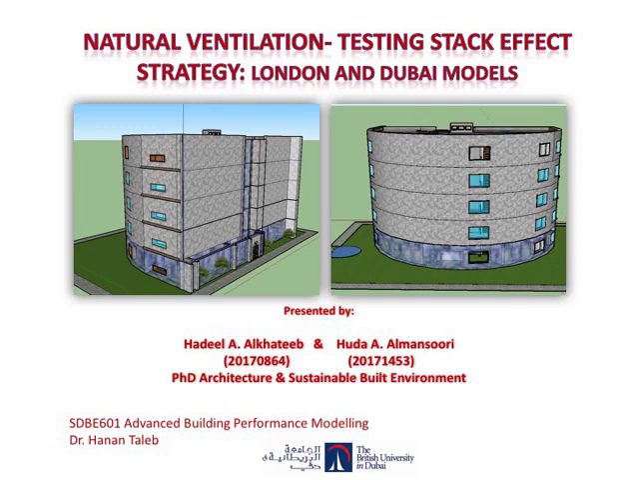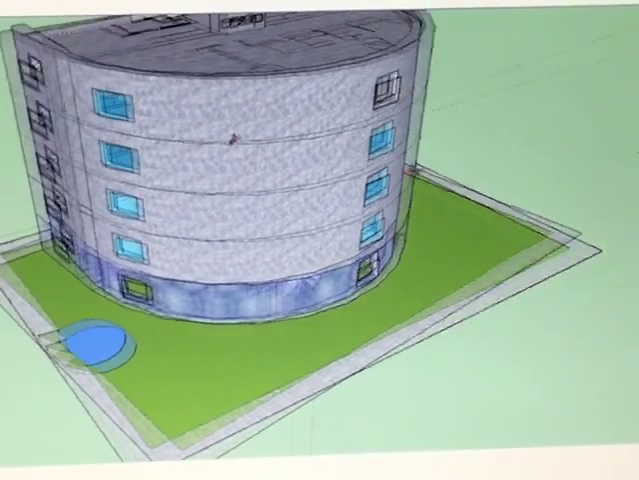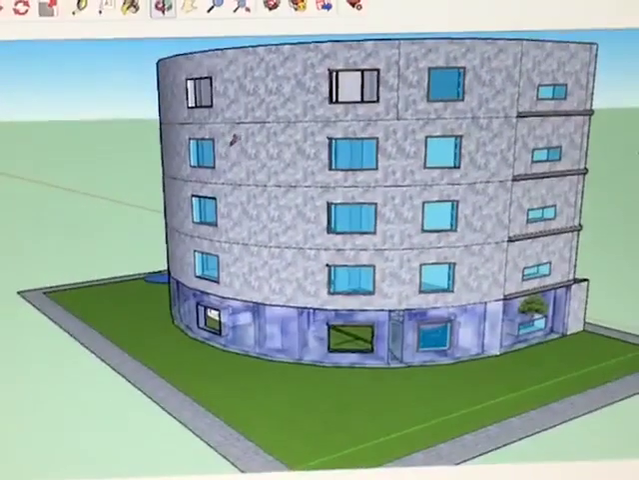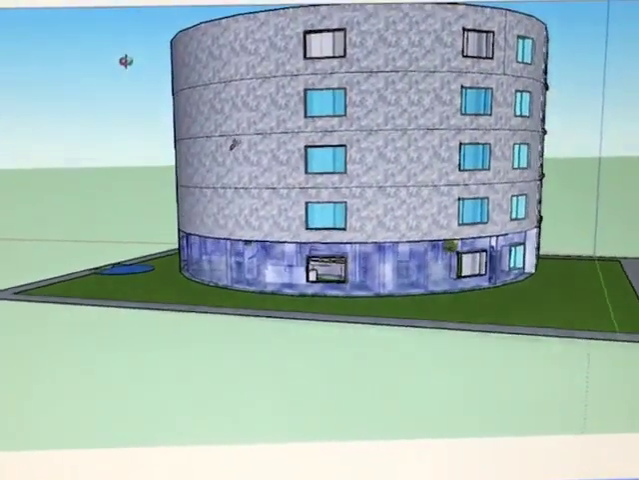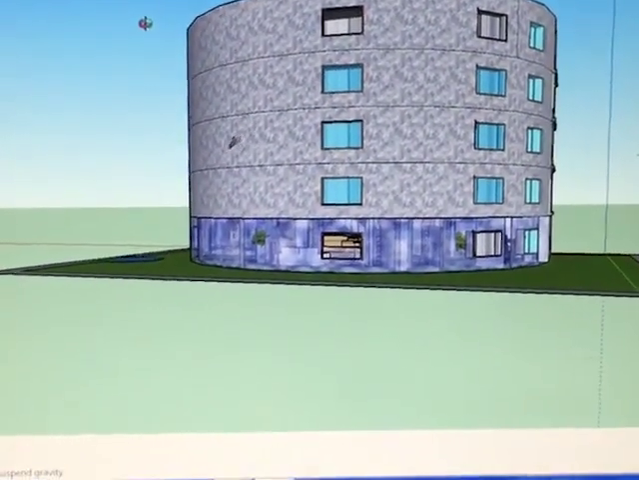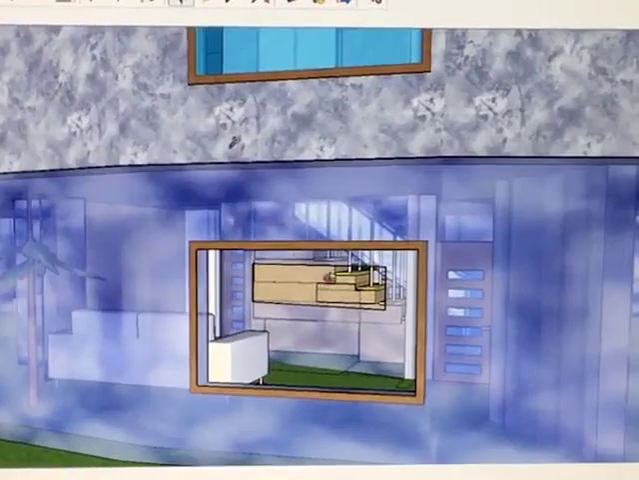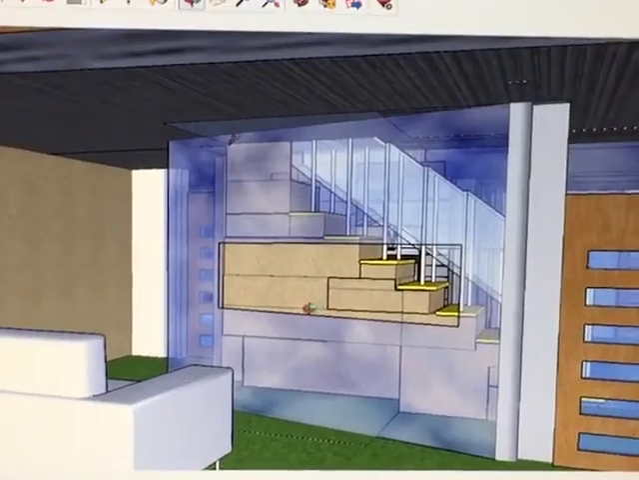This project was designed to conduct passive natural ventilation analysis for two case studies, one in London and the other in Dubai, to evaluate the impact of site orientation and to compare the results of the base model with the stack effect strategy implemented in each city. Finally, a comparison between both cities is conducted to recommend an applicable strategy for the successful scenario.